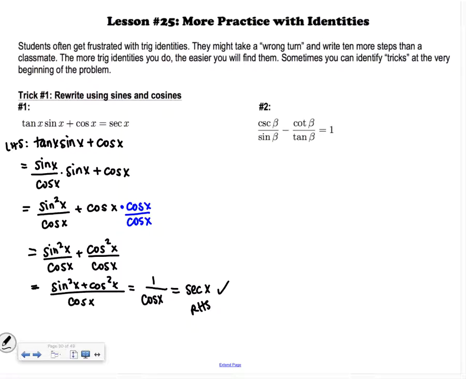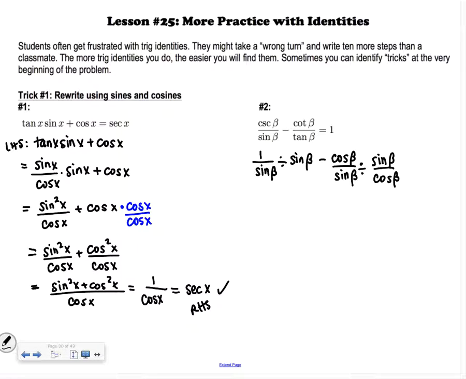For this next one, don't be thrown off when I use, instead of x's and thetas, betas. This is the Greek letter beta. I'm going to change everything to sines and cosines. Cosecant, as we know, is 1 over sine, and I'm saying divided by sine. Then I have minus cotangent, which is cosine over sine. And then I'm dividing by tangent, which is sine over cosine.